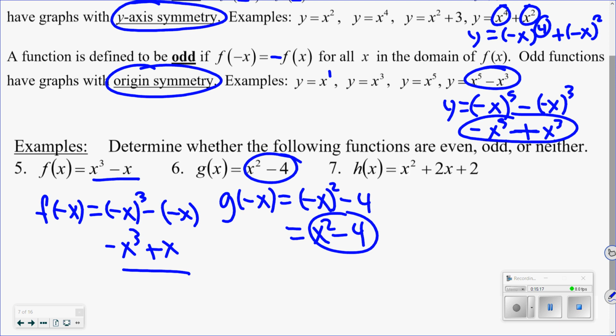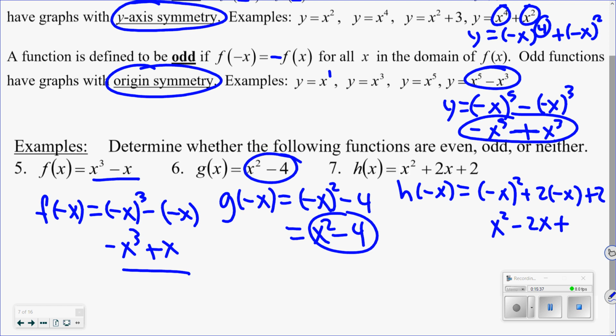Okay, check number 7. If I plug in a negative x, I'd get a negative x squared plus 2 times negative x plus 2. Okay, so start with the negative x squared. That makes it a positive x squared, 2 times a negative x, and a plus 2. So if you look at it, this is not the opposite of that. It also didn't stay the same. The x squared stayed the same, the 2x changed signs. So this one is an example of one that's neither. It's not even, it's not odd.